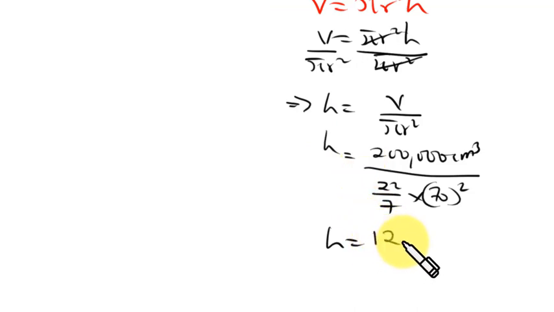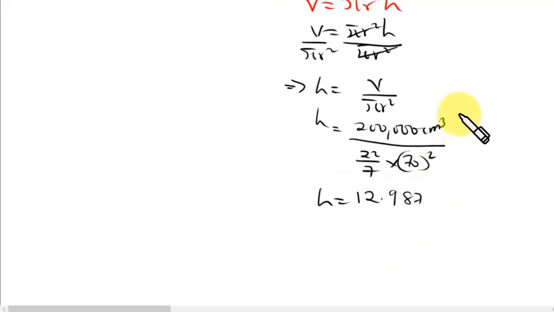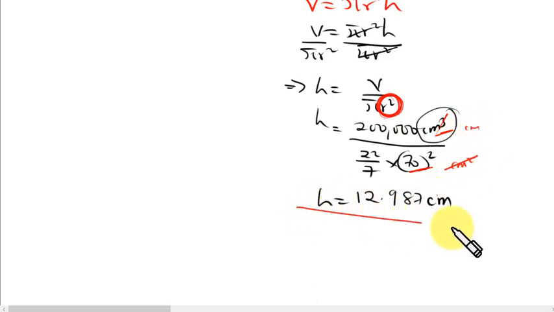So let me put it here: 12.987, and the unit is centimeters cube now. And we have to be very careful here. The unit here, height, will be centimeters. The reason is very simple. Here is centimeters cube, all right, but don't forget that r squared is a length. The radius is in centimeters. So here we will have centimeters squared, because the r is squared. So centimeters cube divided by centimeters squared leaves us with centimeters. So the height is measured in centimeters but not centimeters cube.